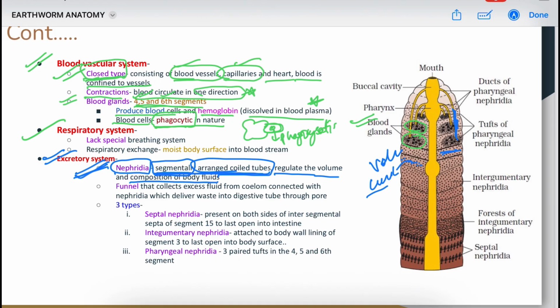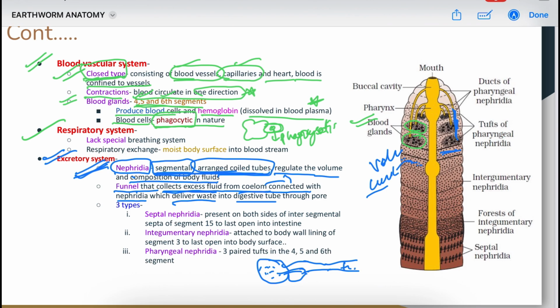Next is the funnel, basically of the nephridia. This funnel is attached and collects the excess fluid from the coelom. The coelom is basically a cavity in which waste material is present. So waste material goes into the funnel. The funnel collects excess fluid from the coelom cavity connected with nephridia, which deliver waste to the digestive tube through a pore. Okay.